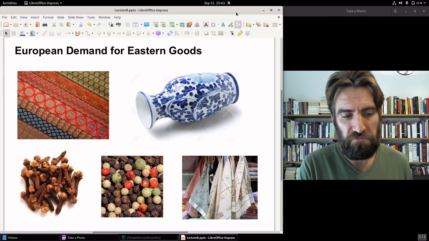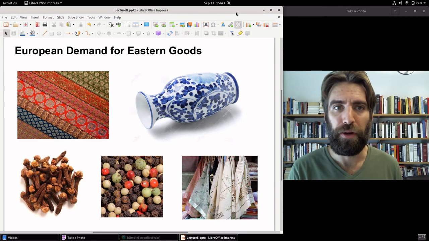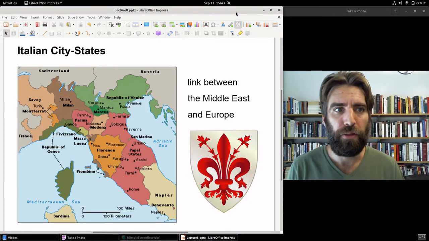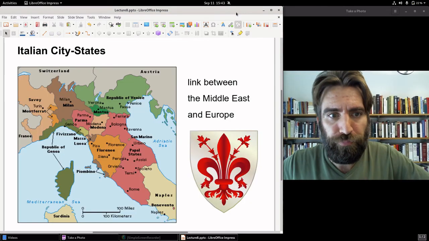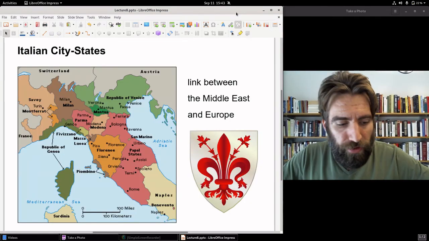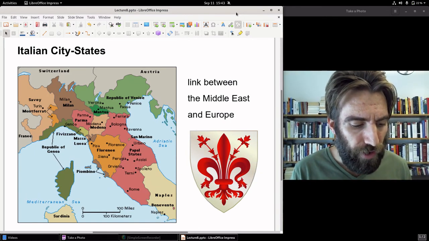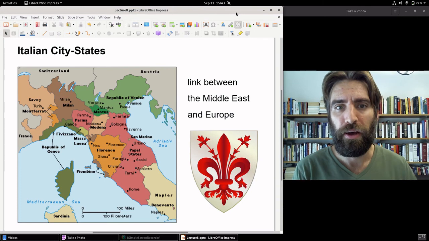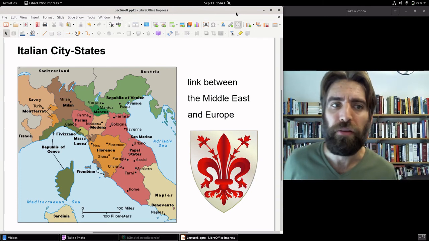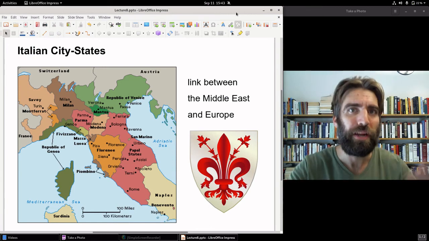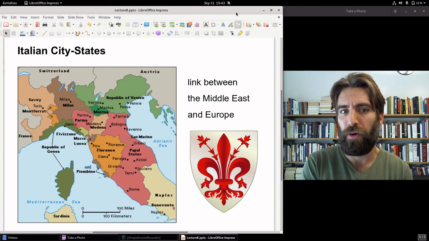Well, who are these continental Europeans going to buy, or how are they going to buy these Eastern goods? Well, they went through the Italian city-states. The Italian city-states, beginning in the High Middle Ages, functioned as the link, or the main terminus, between Europe and the Middle East, between continental Europe and the Eastern Mediterranean, or the Levant.